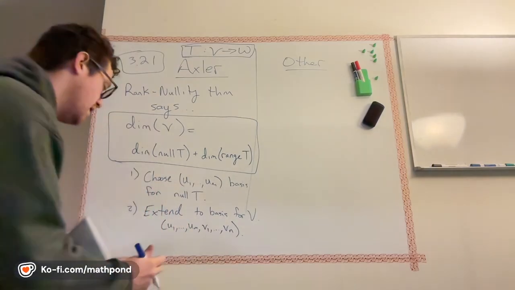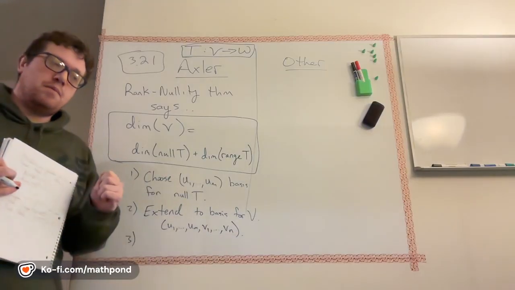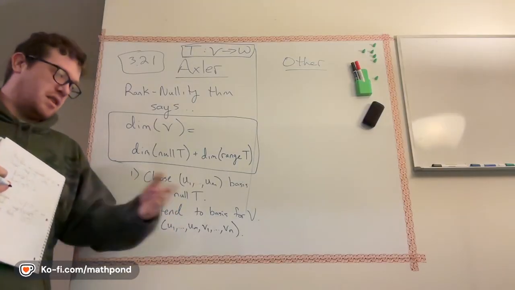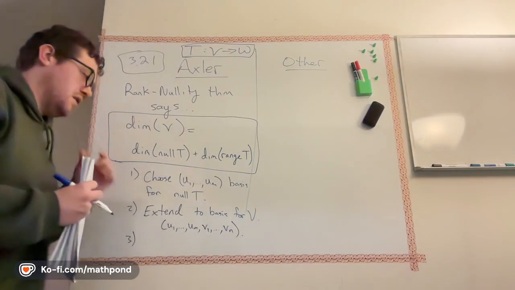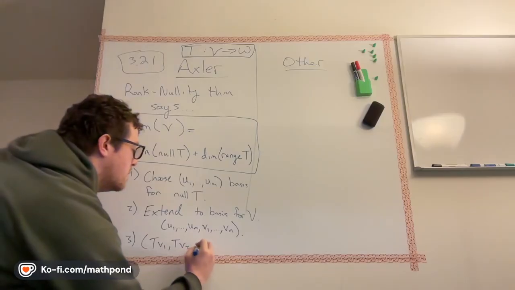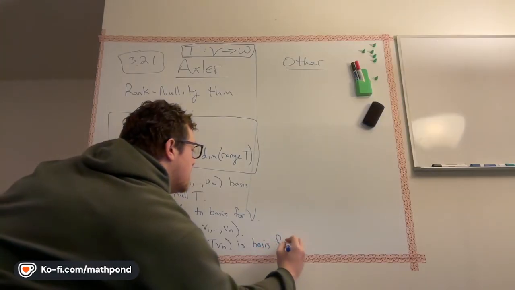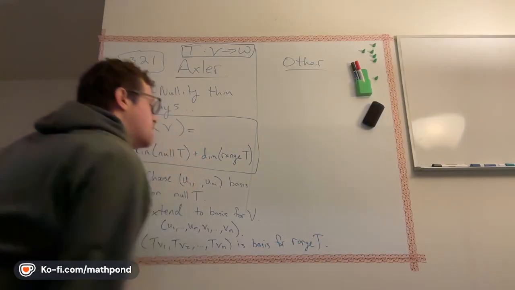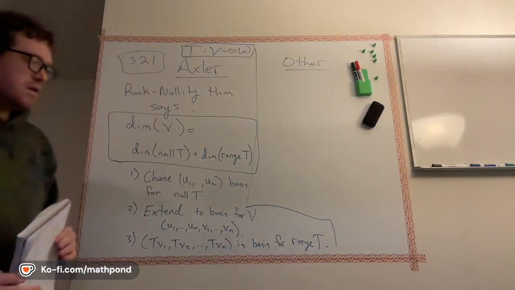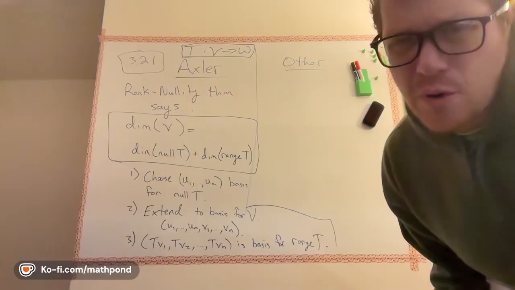So he shows that, the last step, he shows that if I take these vectors v1 through vn and I plug them into the transformation T, then T of v1, T of v2, and this new list is a basis for the range of T. So he shows that T v1, T v2, through T vn is a basis for range T. Okay. Is everyone okay with this argument here?